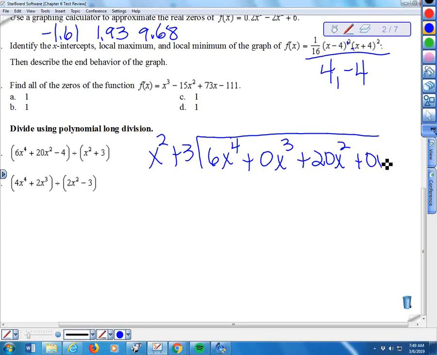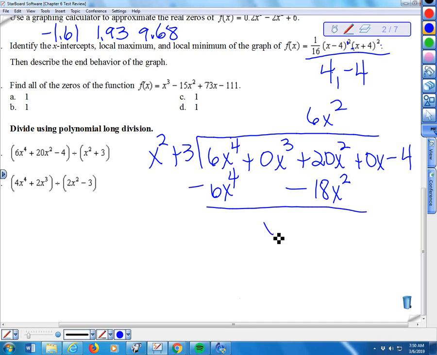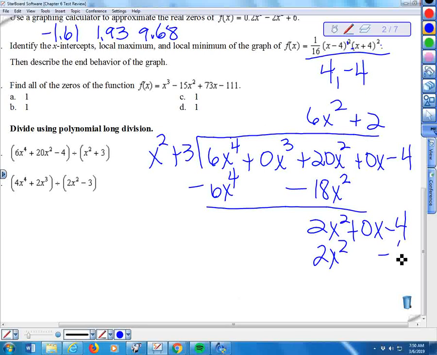Plus 0x minus 4. x cubed times 6x squared is 6x to the 4th plus 18x squared, and that's changed my sign. So I get 0x cubed, which I don't even need to write, 2x squared plus 0x minus 4, x squared times 2, and minus 6 when I change my sign, so that's minus 10. So my remainder is negative 10. My answer is 6x squared plus 2 with a remainder of negative 10. And that's it.